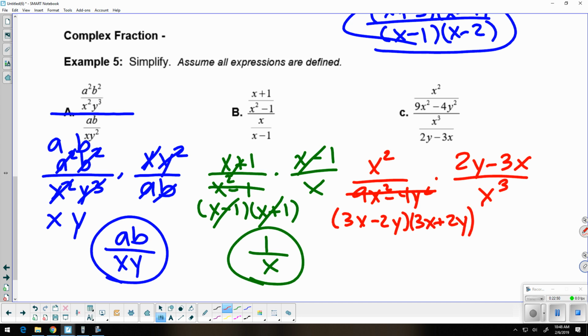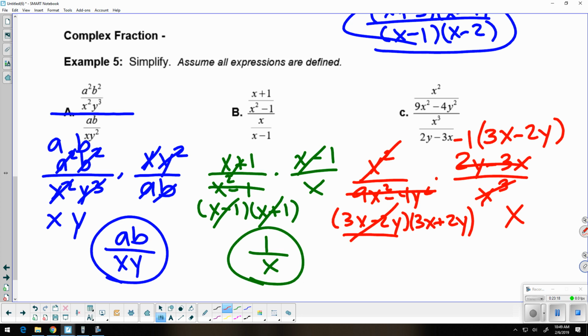Okay, so just kind of scanning around. Is anything going to cancel? Well, the x's do cancel, x squared and x cubed. I can cancel that down. Got x left on bottom. And then if you look carefully, the 2y minus 3x is similar to 3x minus 2y. So what I'm going to do in my numerator is just take out negative 1 from both of these terms, which would make this now positive 3x minus 2y, just basically switching around the signs.